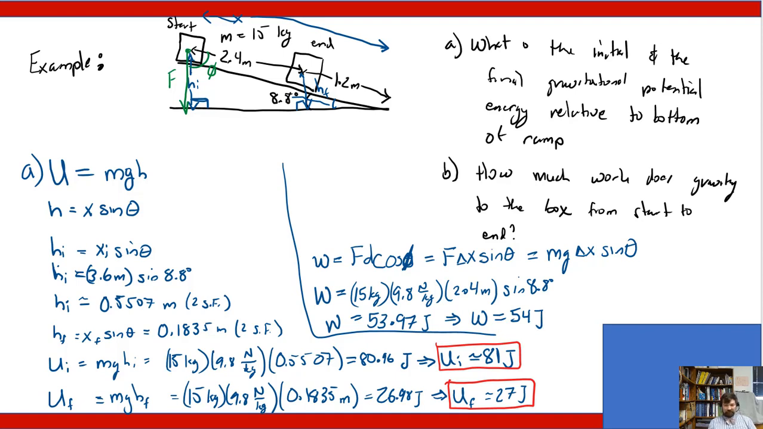Now, as a double check, you'll recall from the previous that we said that work should be negative of delta U. So if I subtract this final from the initial, then I should get the work done. Well, 81 minus 27 is in fact 54. So we could have done work equals negative of 27 joules minus 81 joules, which is 54 joules, and gotten the same answer.